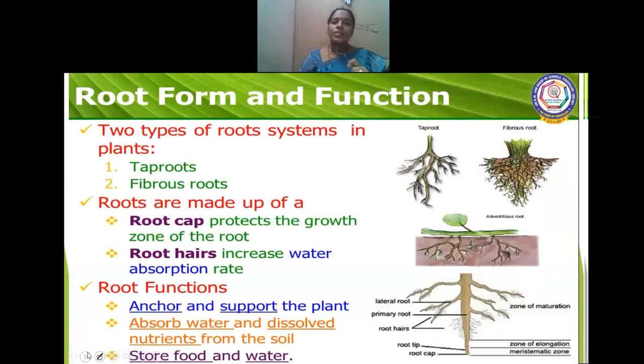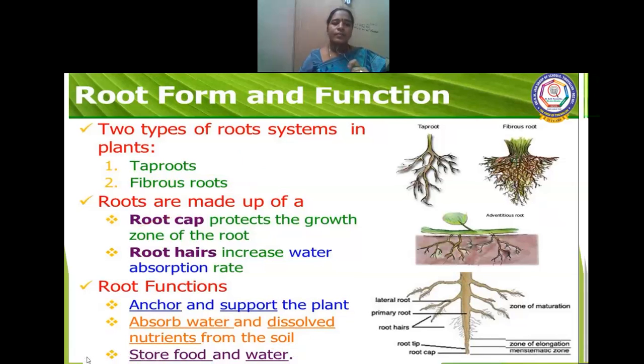Let me recap. The two types of root system are tap root and fibrous root. It has a root cap, which protects the growth zone of the root, and root hair increases the water absorbing rate. Roots anchor and support the plant, absorb water and dissolved nutrition from the soil, and store water and food.